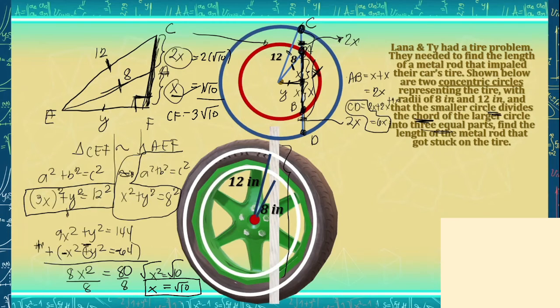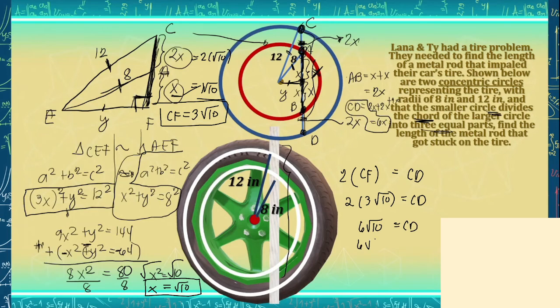And therefore, that's the value of our CF, the half of the rod that was stuck in the tire. And if that's half the value, we can multiply this by 2 to get the entire length of the rod that was stuck in the tire. So for this one, this is going to be CF times 2. That will give us CD. And since we know that the value of CF is equal to 3 square root of 10, we can solve for the measurement of CD here, and that's just going to give us 6 square root of 10. 6 square root of 10 inches is the measurement of CD.